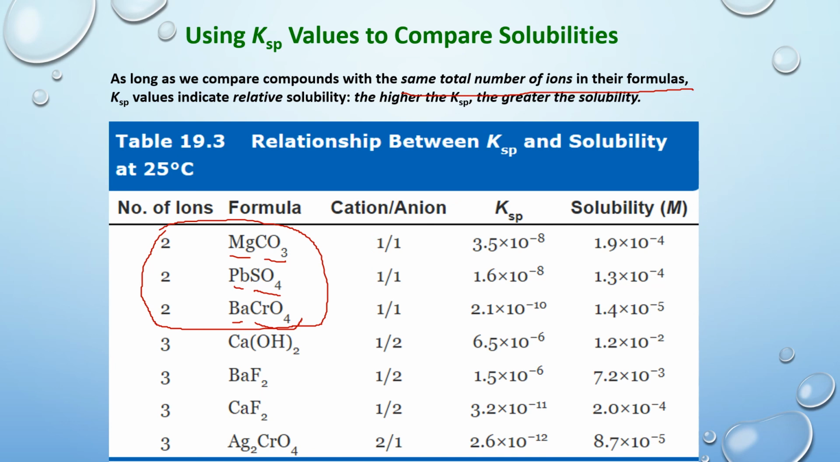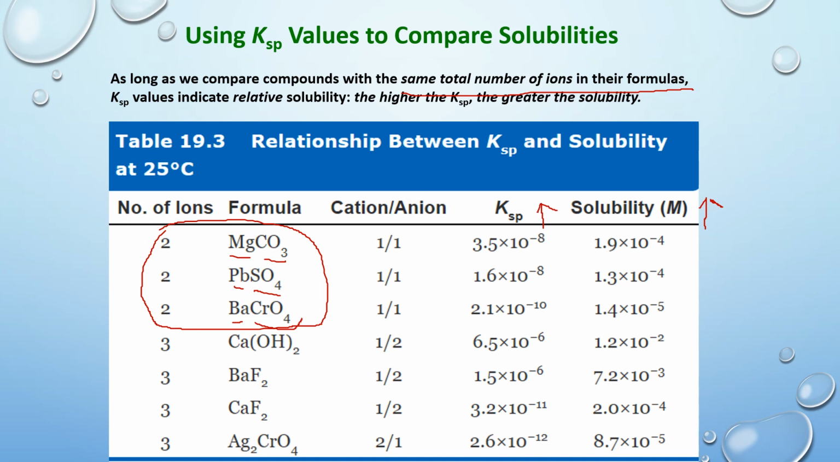So for these 3, because they have the same number of ions, we can just compare their KSP values. The higher the KSP value, the higher the solubility, because KSP is equal to the concentration of the products. If you have more cation and anion generated, which are the products, that means this compound is more soluble.